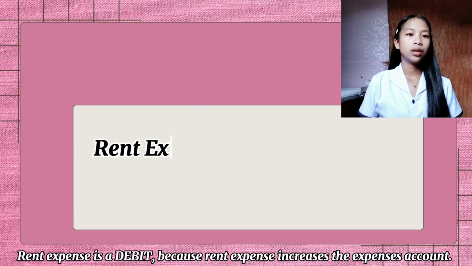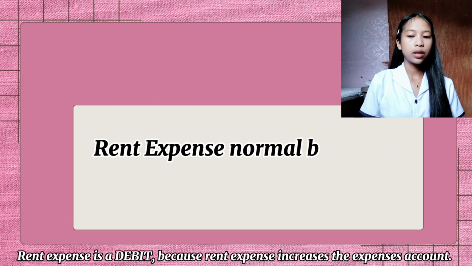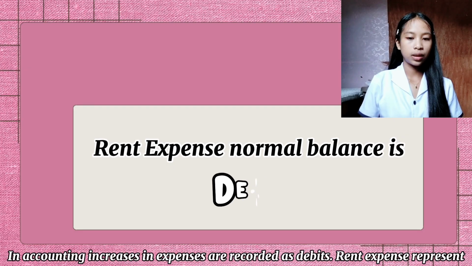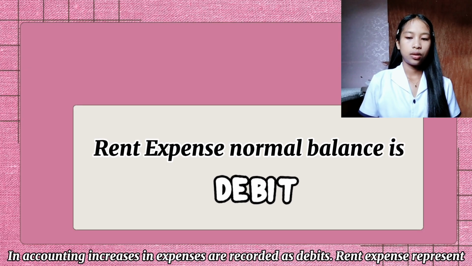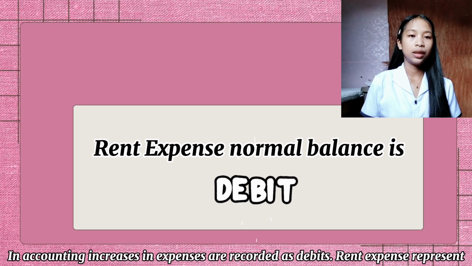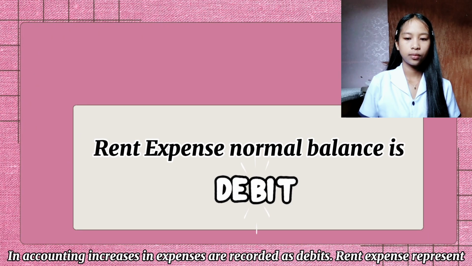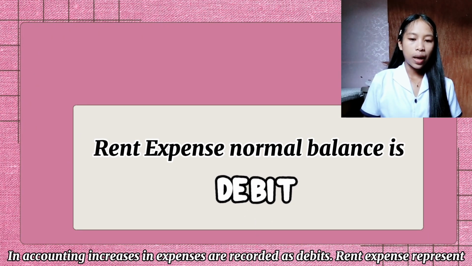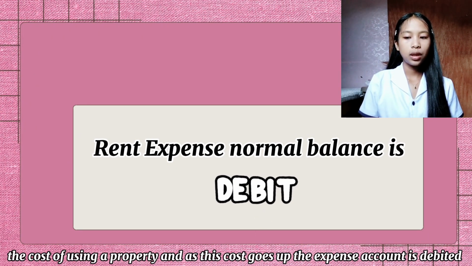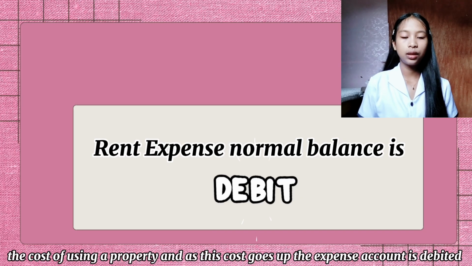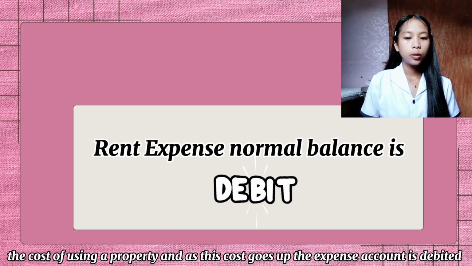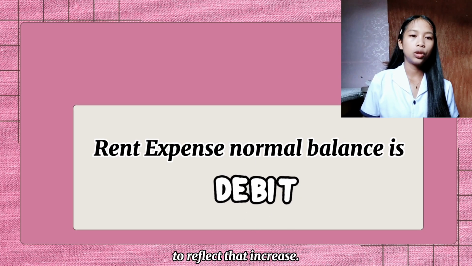Rent expense is a debit because rent expense increases the expenses account. In accounting, increases in expenses are recorded as debits. Rent expense represents the cost of using a property, and as this cost goes up, the expense account is debited to reflect that increase.